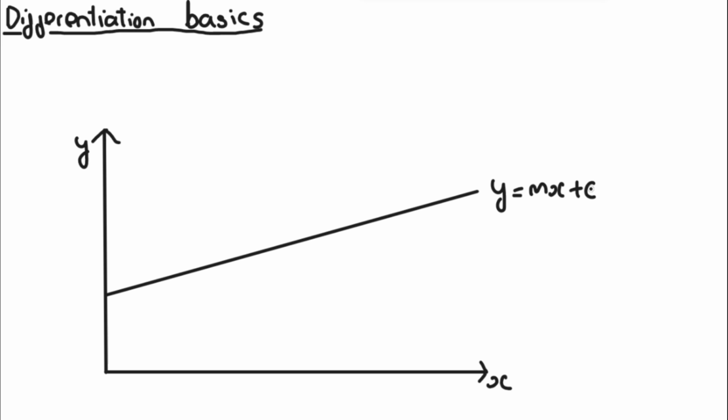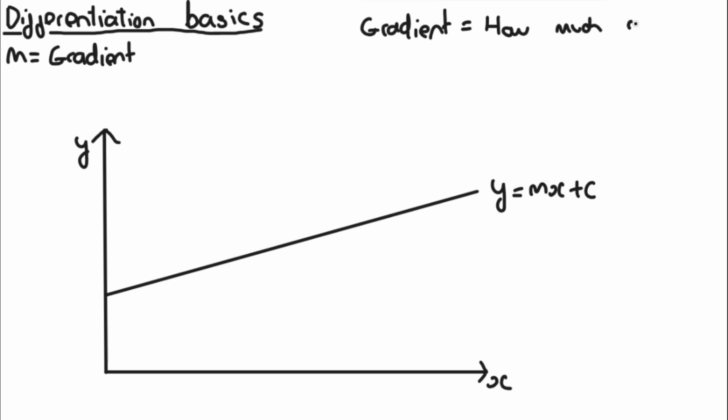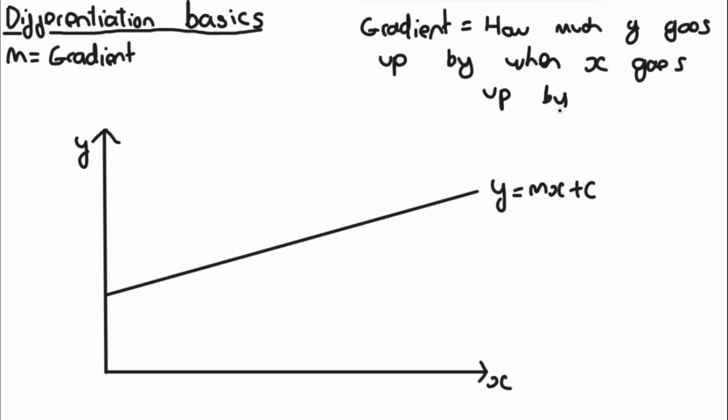We talked about in chapter 5 other ways we can give the equation of a straight line, but this is one of them. And this is where m in this equation is equal to the gradient. Now, the actual definition of the gradient is how much y goes up by when x goes up by 1. And the key thing with a straight line is that the gradient is constant. It's just a number. It's like 1, 2, 3, something like that.